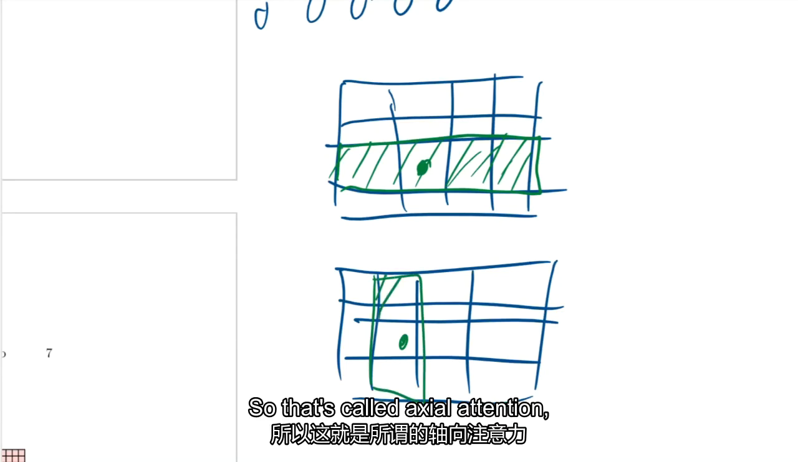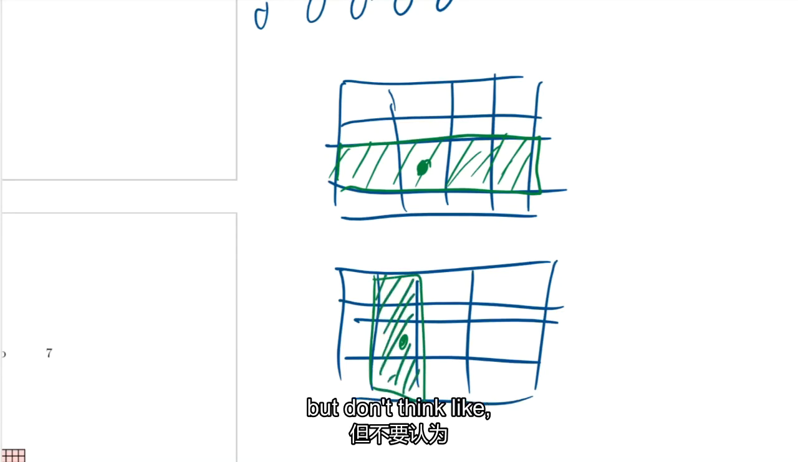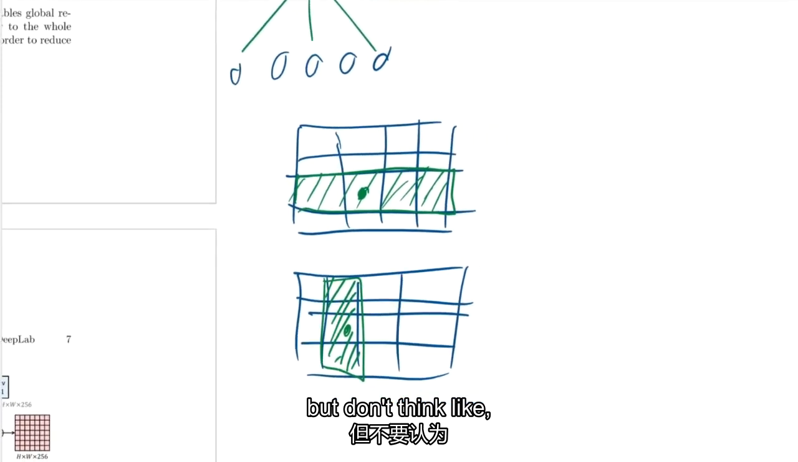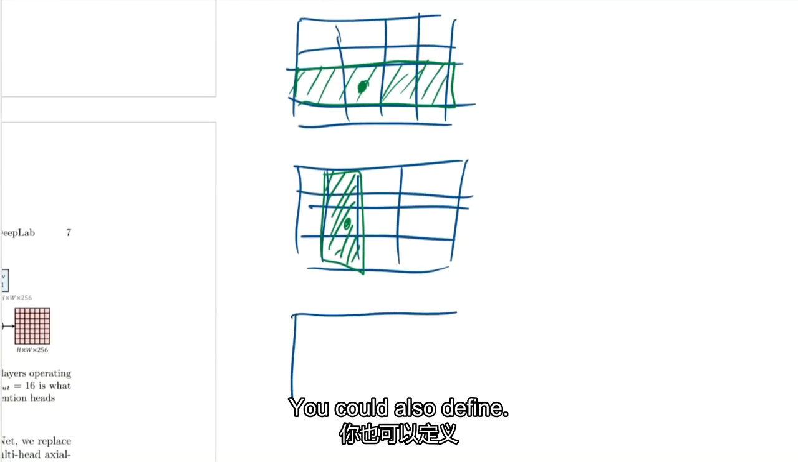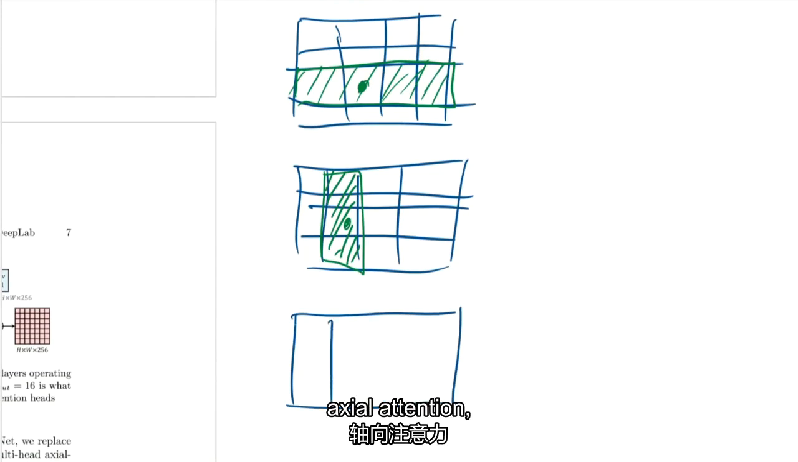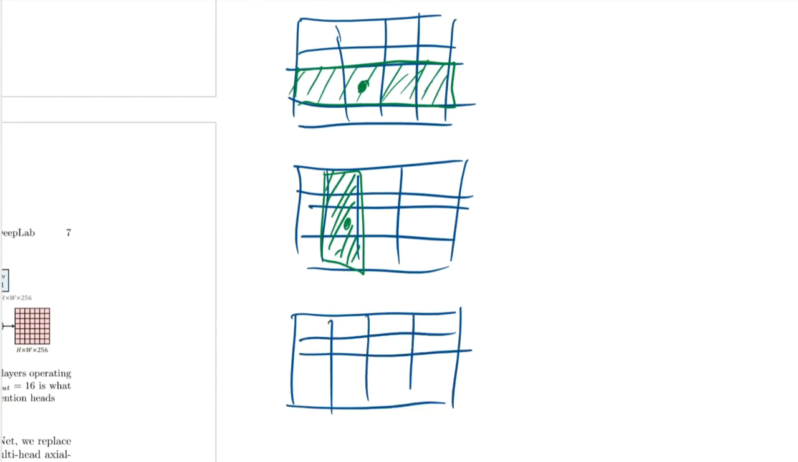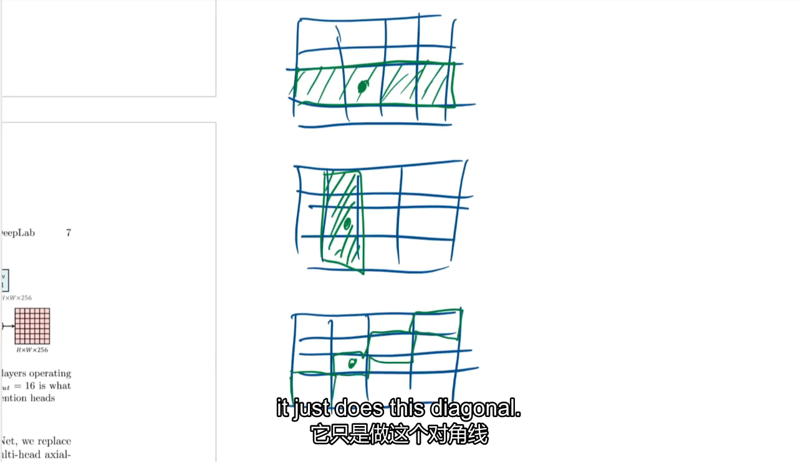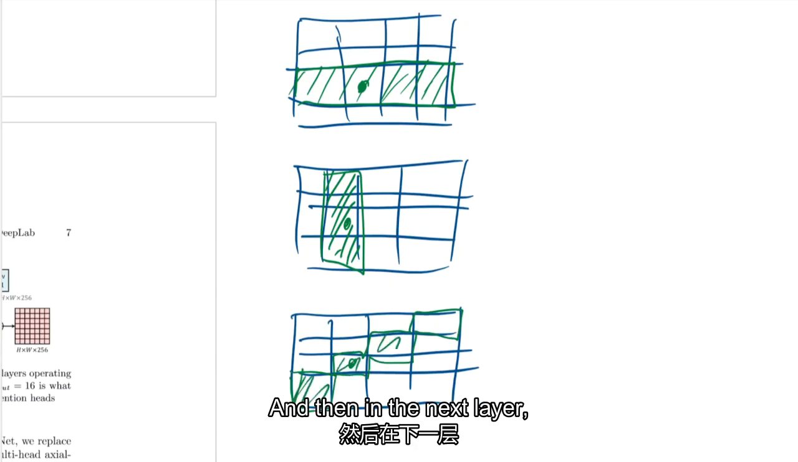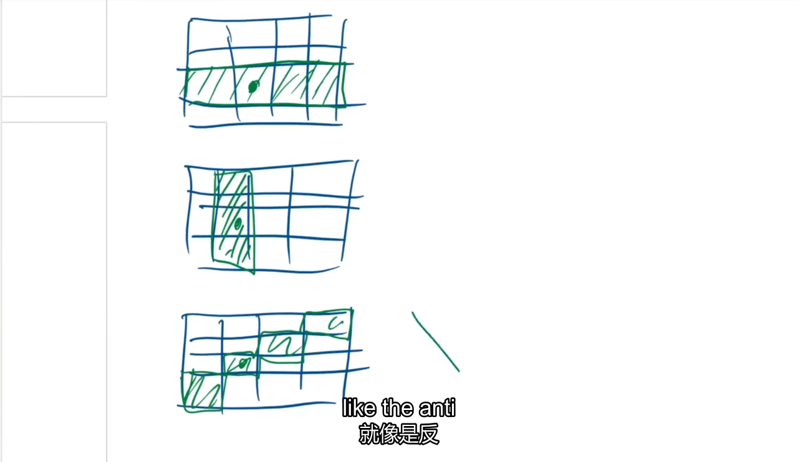Okay? So that's called axial attention, but there is nothing special about this being an axis or whatnot. You could also define, it would not be called axial attention, but it makes the same sense to say, well, that green pixel just depends on this diagonal right here. In this layer it just does this diagonal, and then in the next layer, it does the anti-diagonal.